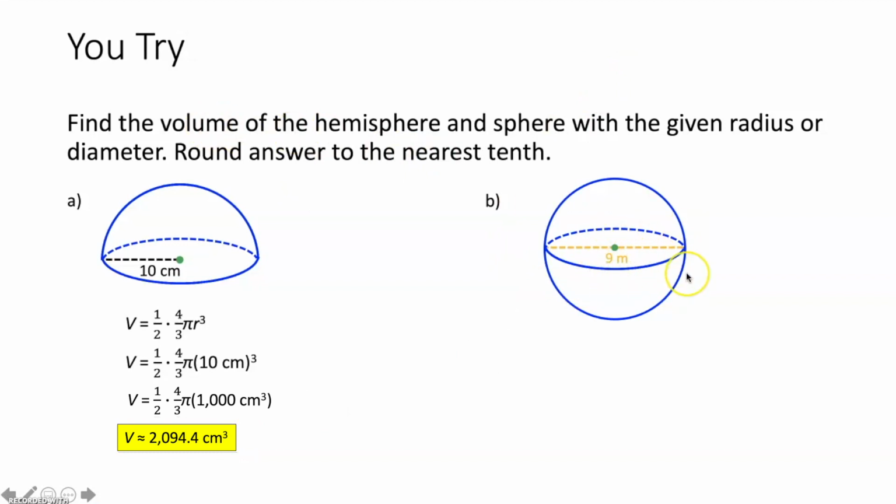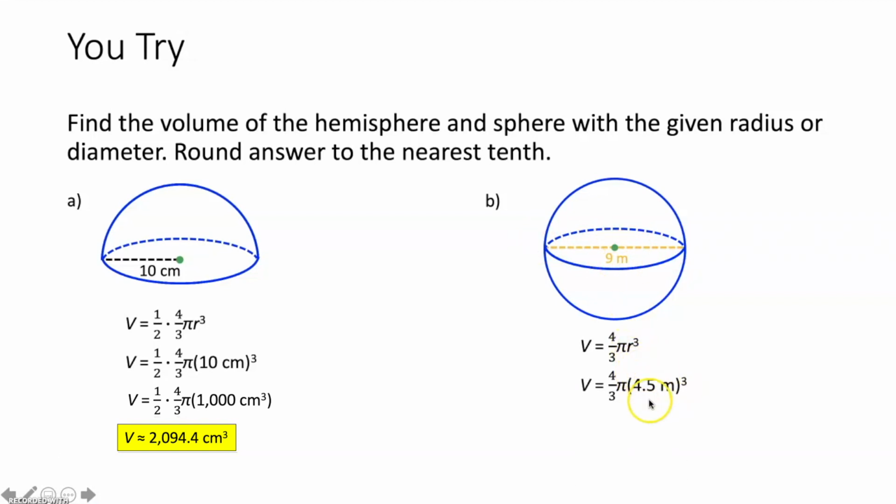In order to find the volume of a sphere, you need the volume of a sphere formula. Volume is equal to 4/3 pi r cubed. So in this figure, what is our radius? Well, it doesn't give us that. It gives us the diameter. So we're going to take our diameter divided by 2 to get our radius. So what's 9 meters divided by 2? That's 4.5 meters. That's going to be our radius.